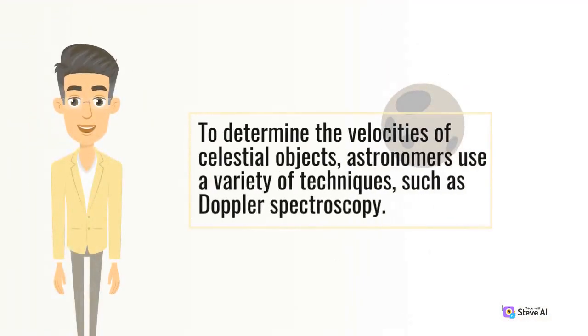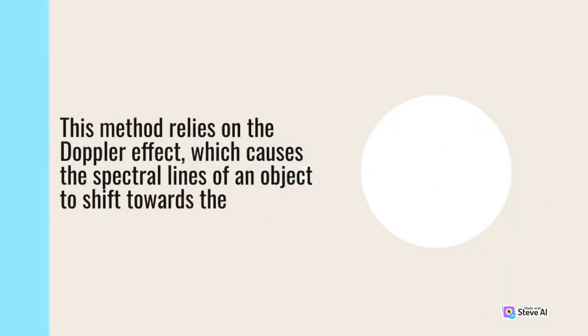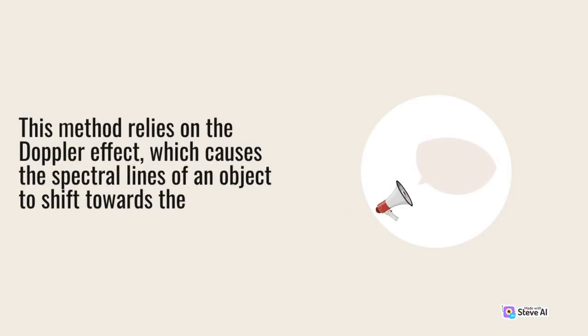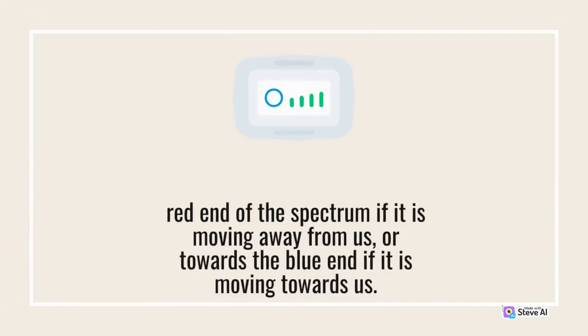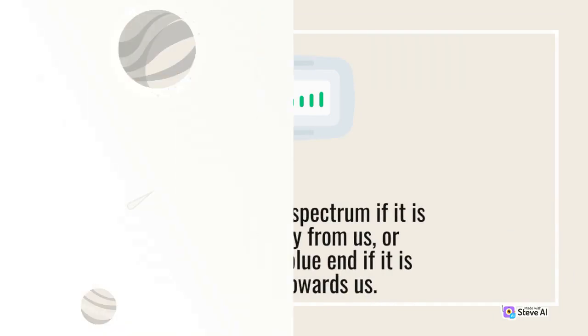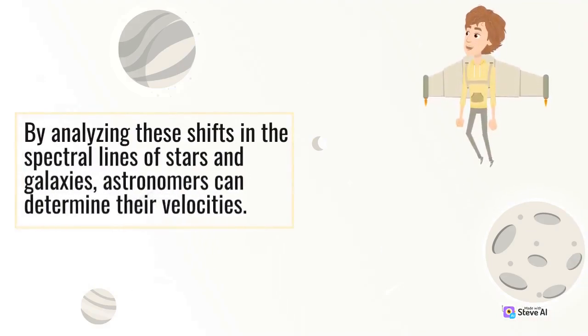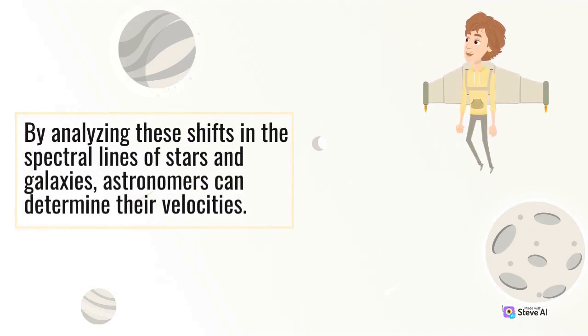To determine the velocities of celestial objects, astronomers use a variety of techniques, such as Doppler spectroscopy. This method relies on the Doppler effect, which causes the spectral lines of an object to shift towards the red end of the spectrum if it is moving away from us, or towards the blue end if it is moving towards us. By analyzing these shifts in the spectral lines of stars and galaxies, astronomers can determine their velocities.